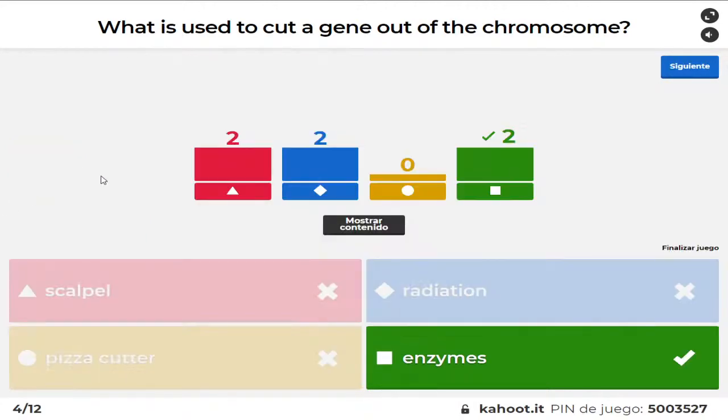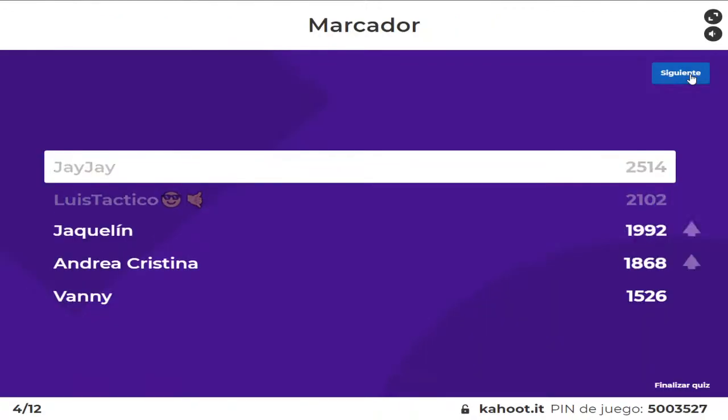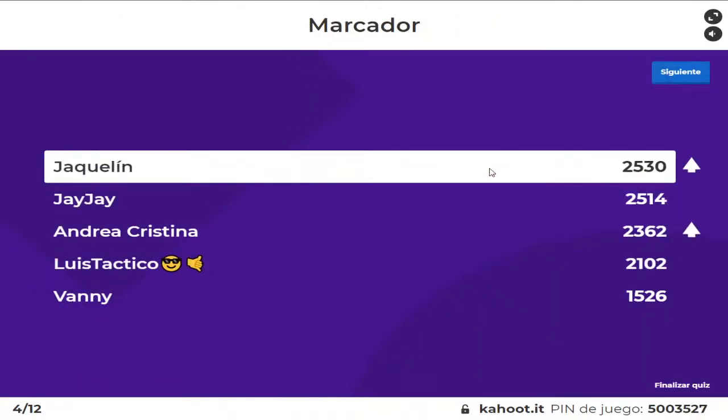Okay, 3. You think the pizza cutter? Come on, this one was, guys. Obviously, enzymes. Remember that enzymes have different functions, and one of them is to modify them. Next one. Okay, Jackie, you're winning. Very good. Then is Monse, Andrea, Luis, and Fer. Let's continue and see who's going to win.